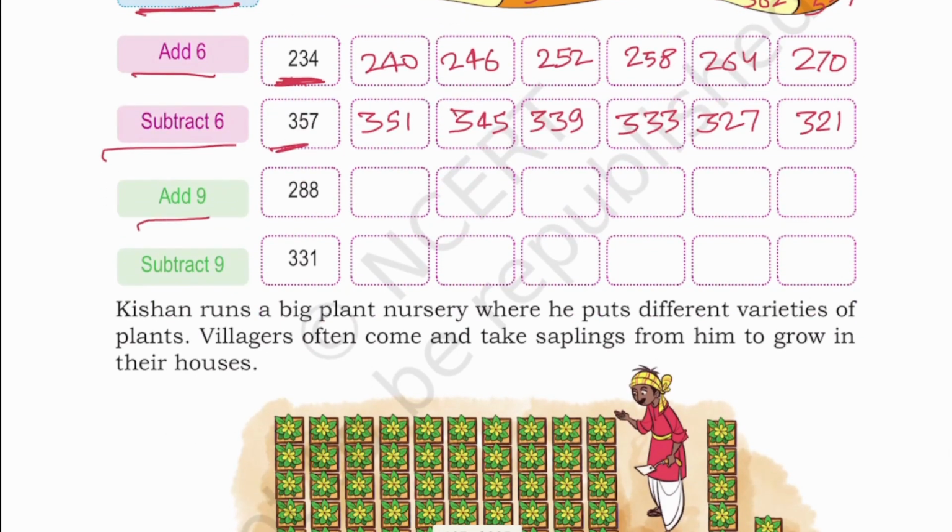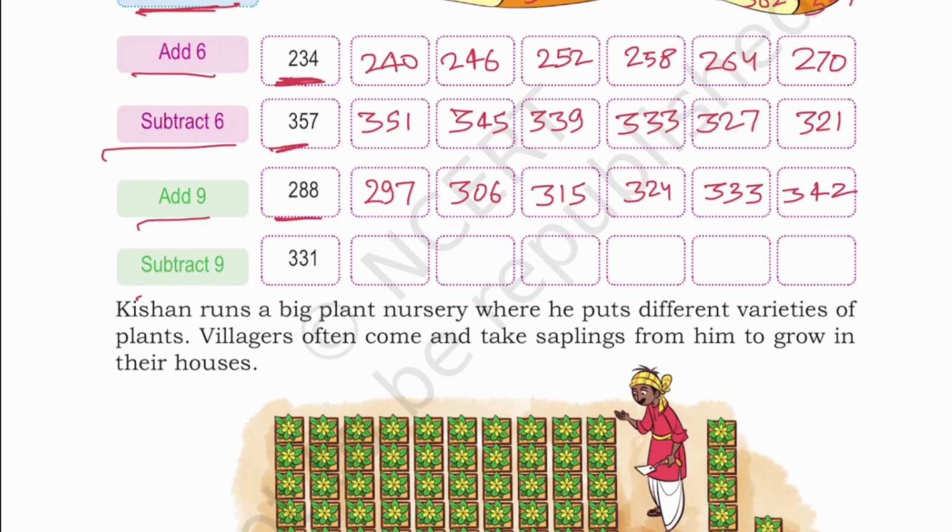Add 9. If you add 9 to 288, you will get 297, then 306, then 315, 324, then 333, then 342.